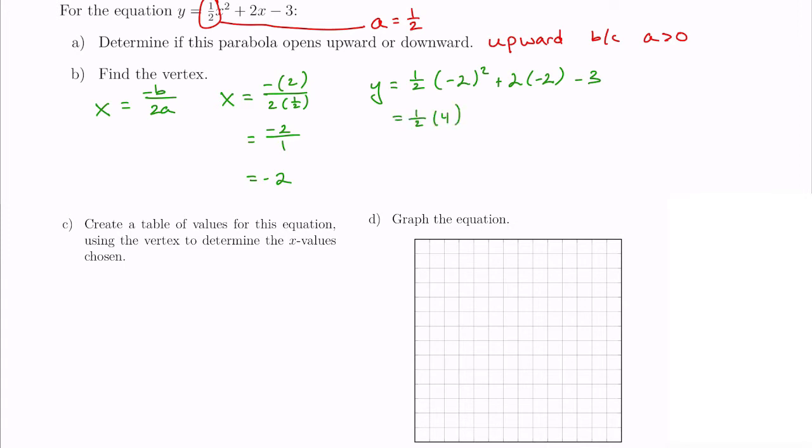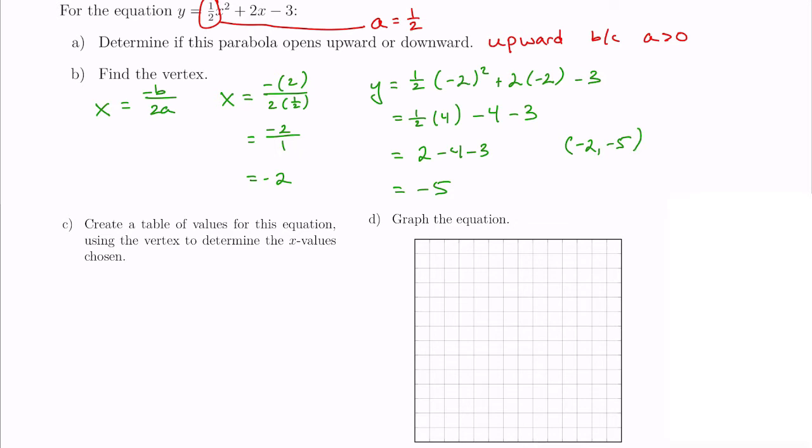I can take care of the multiplication in the middle. 2 times -2 is a -4. And then we have minus 3. Continuing the simplifying, 1/2 times 4 is 2. So we now have 2 minus 4 minus 3. And if we go one step further, 2 minus 4 minus 3 is -5. And so the vertex is the point -2, -5.